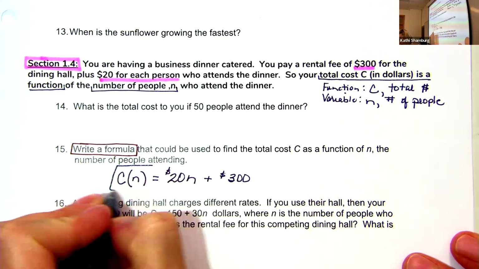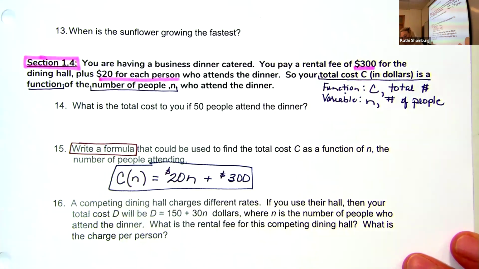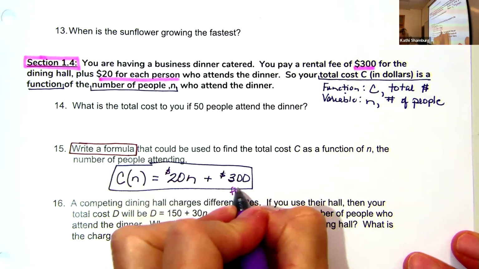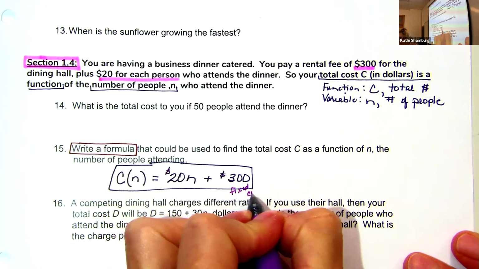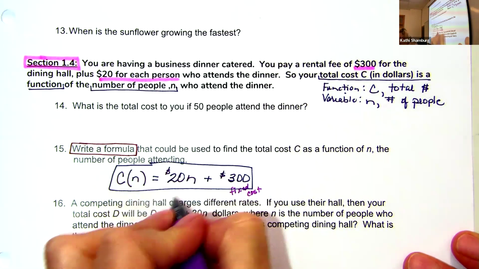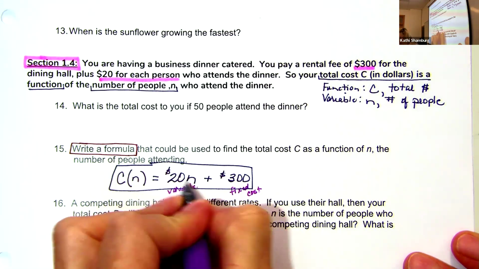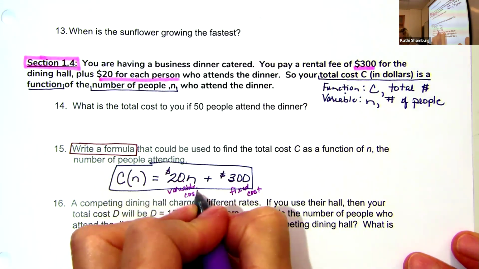So here is the formula. And just to remember the vocabulary, this is your fixed cost. Because it might ask, what is the fixed cost? What is the variable cost? So I just want to add all that of different questions that could be asked.